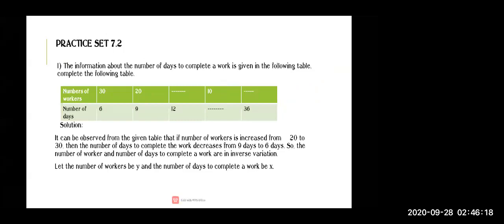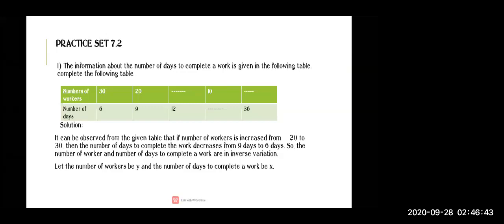Now we will start with our next exercise, that is practice set 7.2. For practice set 7.2, you have to know the formula of inverse variation, that is x multiplied by y equals k, where k is your constant. Now we will see our practice set 7.2 first question.